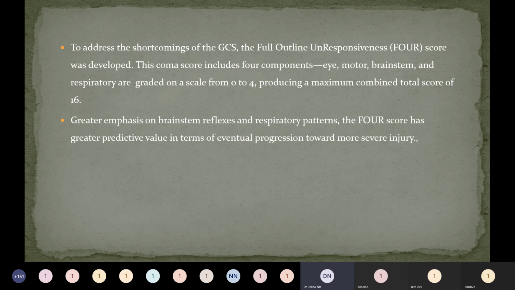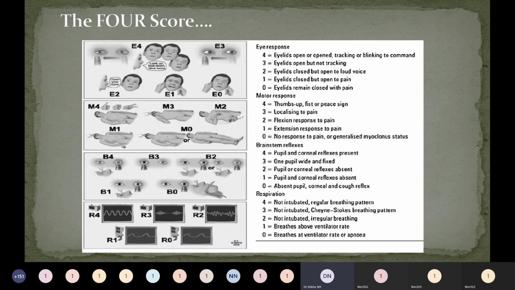So why is this FOUR score laid on? It has a predictive value in terms of progression towards severe injury. It has a prognostic value also. This chart is mainly the FOUR score. That is eye movements. Then the motor response, then the brainstem reflex, which is again the pupil and the corneal reflex, and whether the pupil is wide and fixed or the reflexes are absent. Then the fourth is the respiratory pattern.